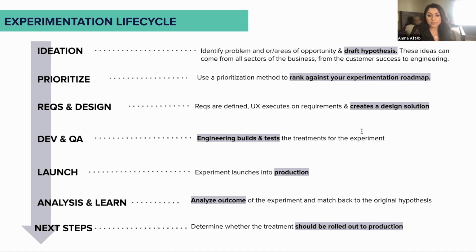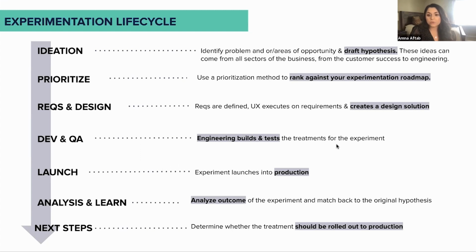Fourth is dev and QA. At this stage, engineering builds the treatment, tests it to make it production ready, and then you launch the experiment. Then you get to go to the next step, which is the fun part: launch the experiment and see it out in the wild and see users interact with it, which is always a really fun experience. Sixth is analysis and learning.